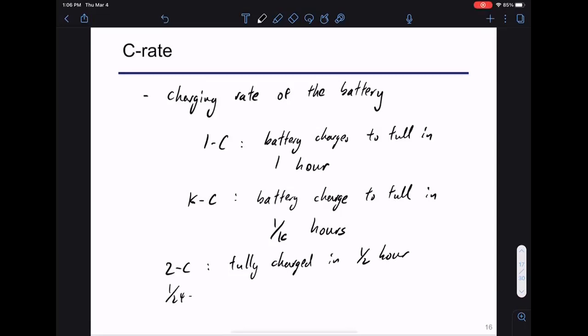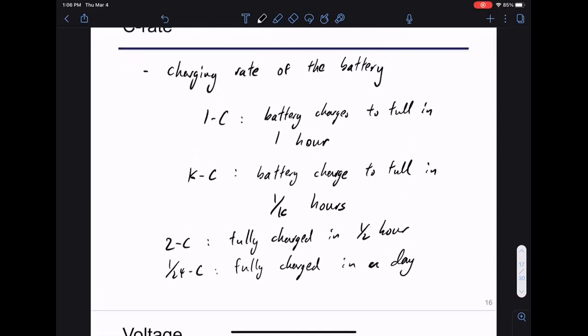Another you commonly see is 1/24C. This is fully charged in a day. So this is an important characteristic of your battery: how fast can I charge it?